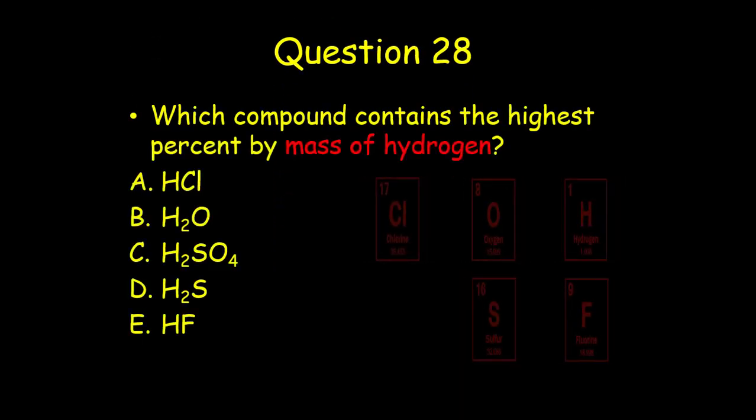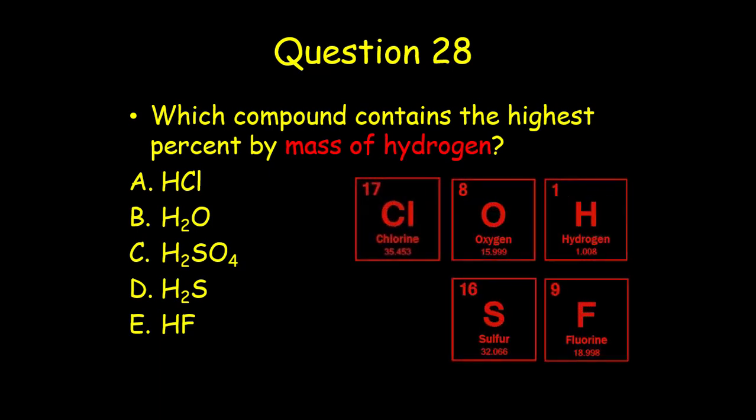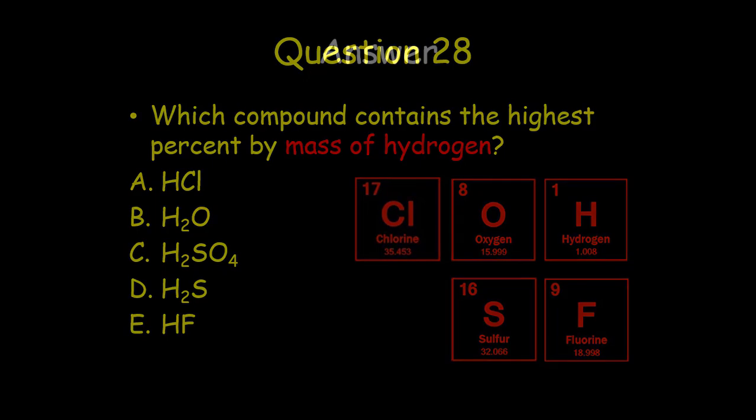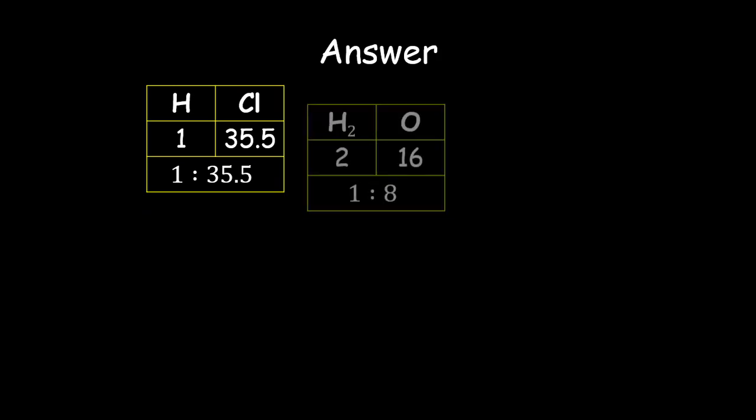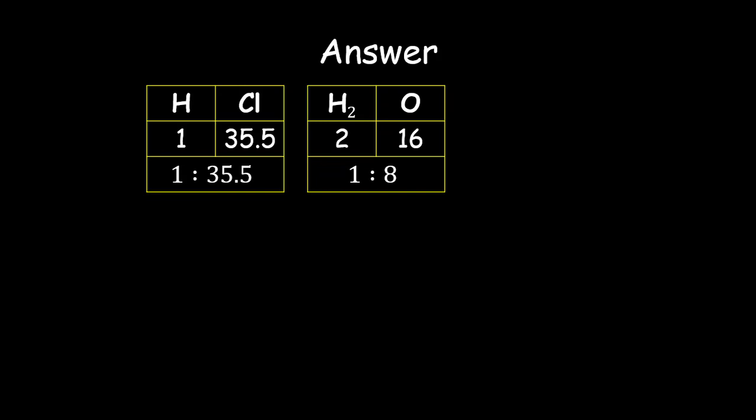Question 28. Which compound contains the highest percent by mass of hydrogen? HCl, H2O, H2SO4, H2S, HF. The answer: we're going to make a comparison to see how to find the percentage of hydrogen. The mass number of hydrogen alone is 1, chlorine is 35.5. Here is the ratio. Hydrogen to oxygen, and 16. The ratio is 1 to 8.